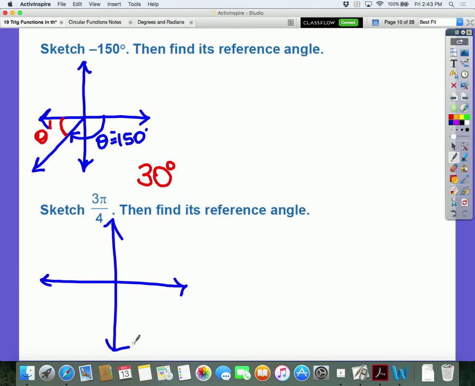Over here, where is 3 pi over 4? It's located where? Second quadrant. Okay? How did you know that? Because it's in between pi over 2 and pi. So I think 3/4 is in between 1 and a half, right? Well, a half is located up here. 1 is located here, so 3/4 will have to be in between.